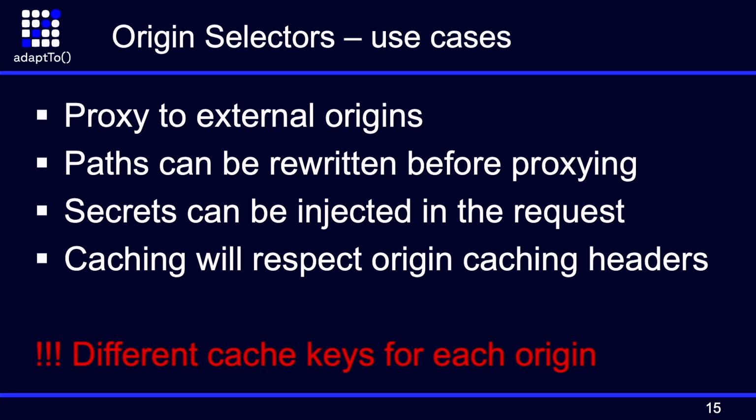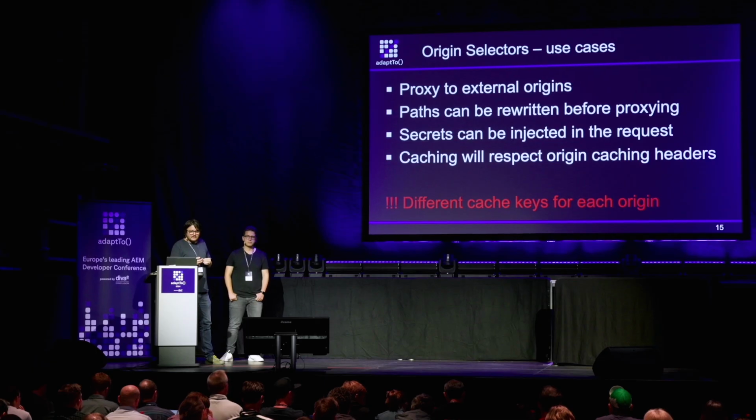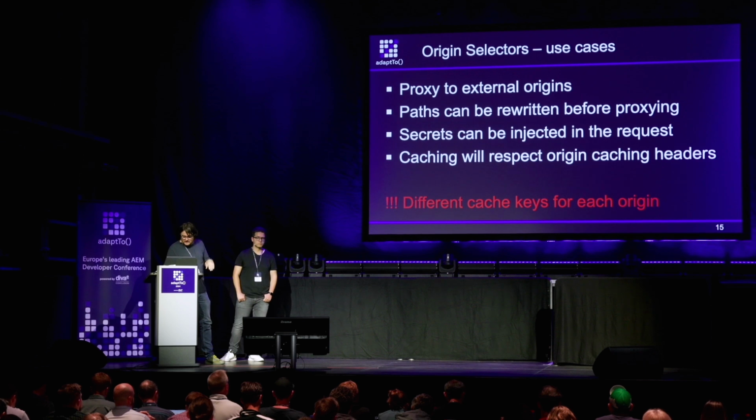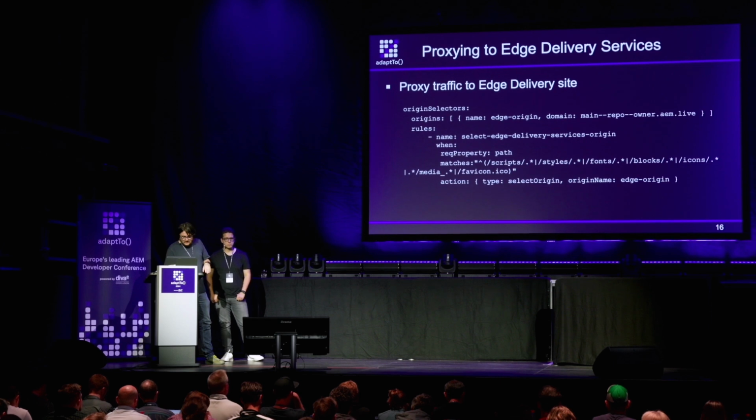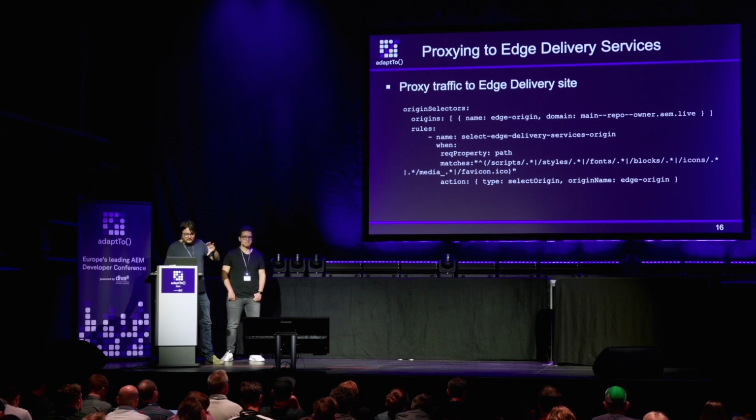And you can do mostly all the things that you need to do. You can rewrite the path so that you match the target URL structure, and inject secrets, and caching is also respected. And I have here an example of how to route parts of your cloud service site to EDS. You will do this with origin selector.